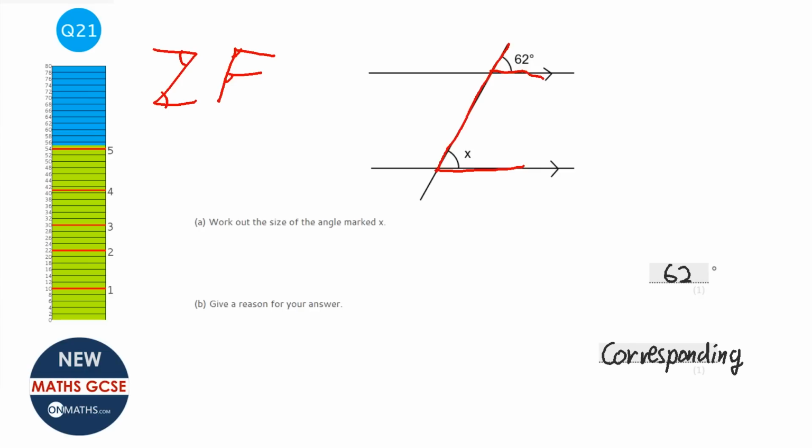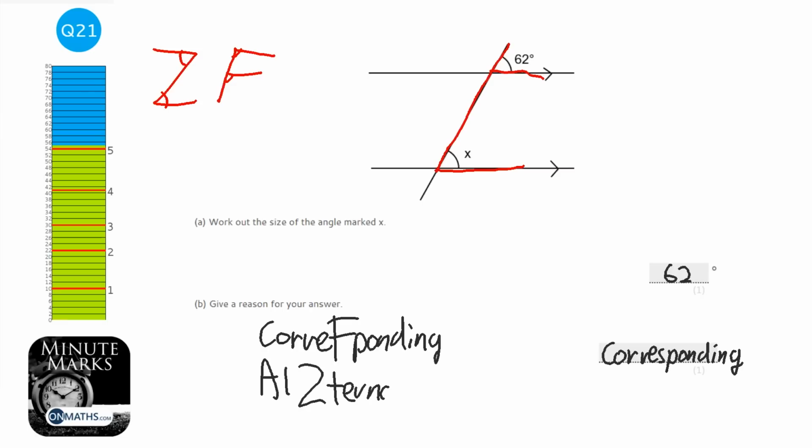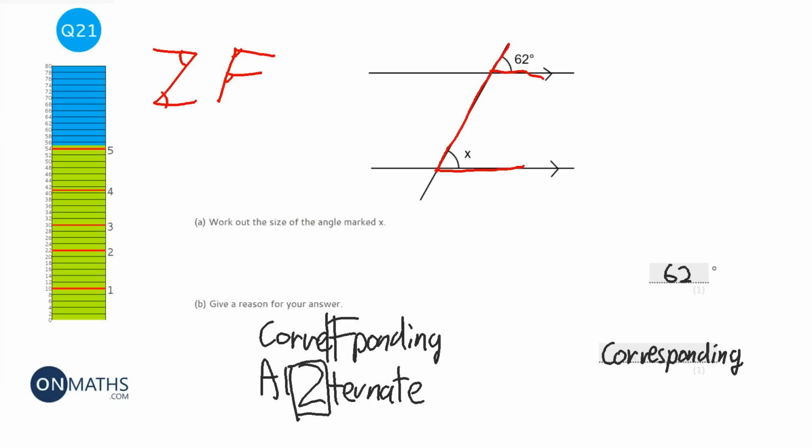Now I always got corresponding and alternate mixed up. So I don't know whether this will help you, but I always think cor-F-ponding and alternate. Please don't spell it that way, but I just literally bung the letter into the word and I've never got them muddled up since, so that might help you.